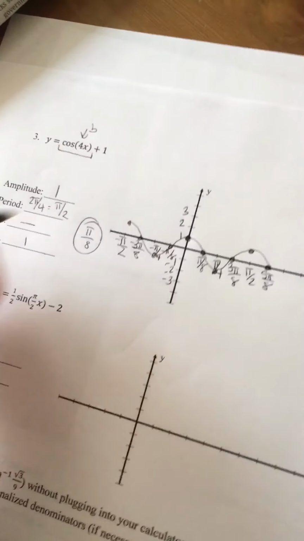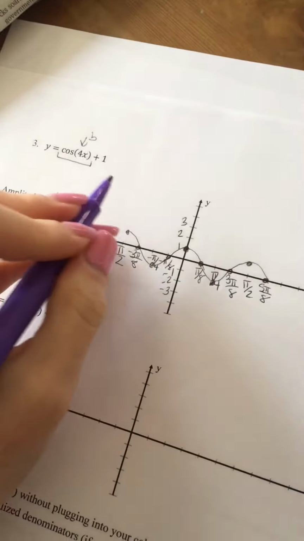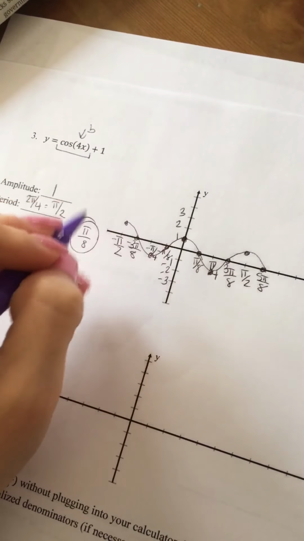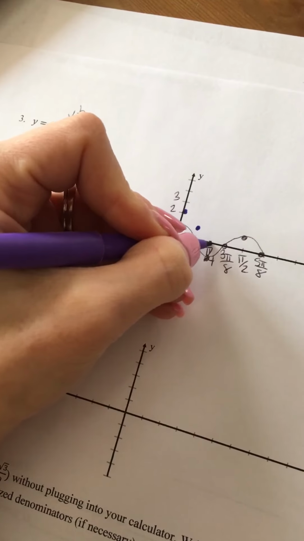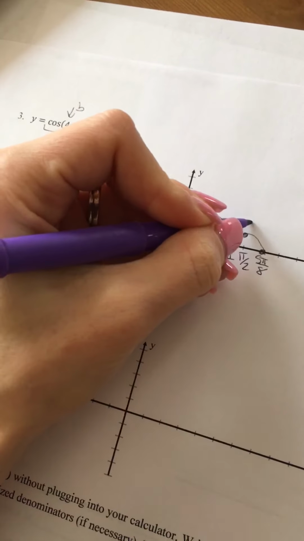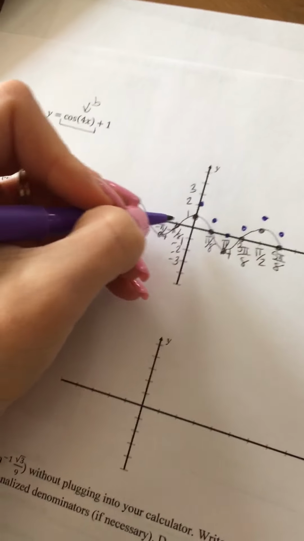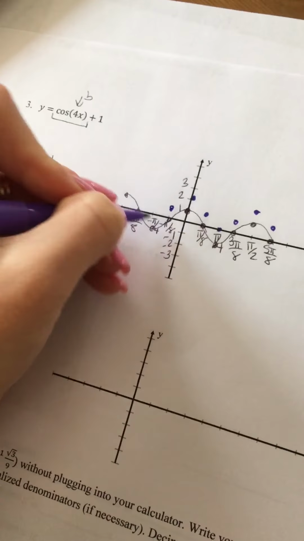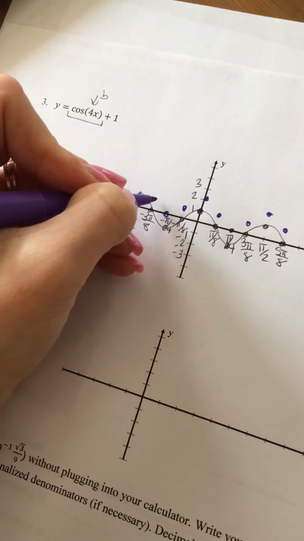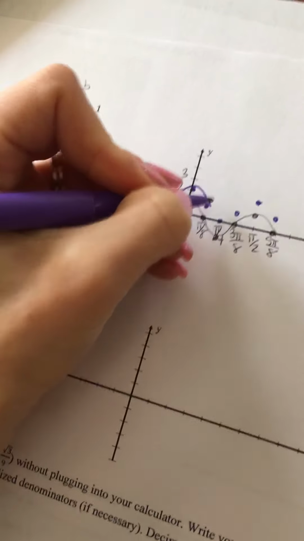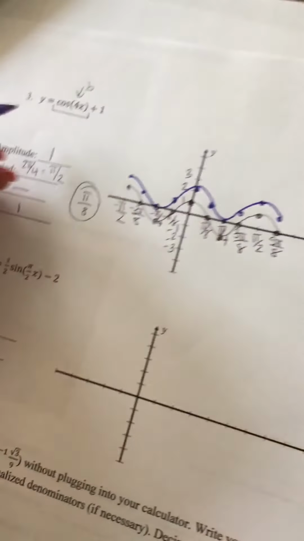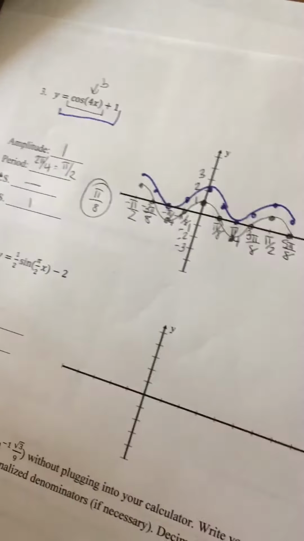Great. So now what we're going to do is we're just going to shift all of our points up 1 because of the vertical shift. I think this is the easiest way to do it because you're not doing too much at once. So there we go, in purple. Looks great.